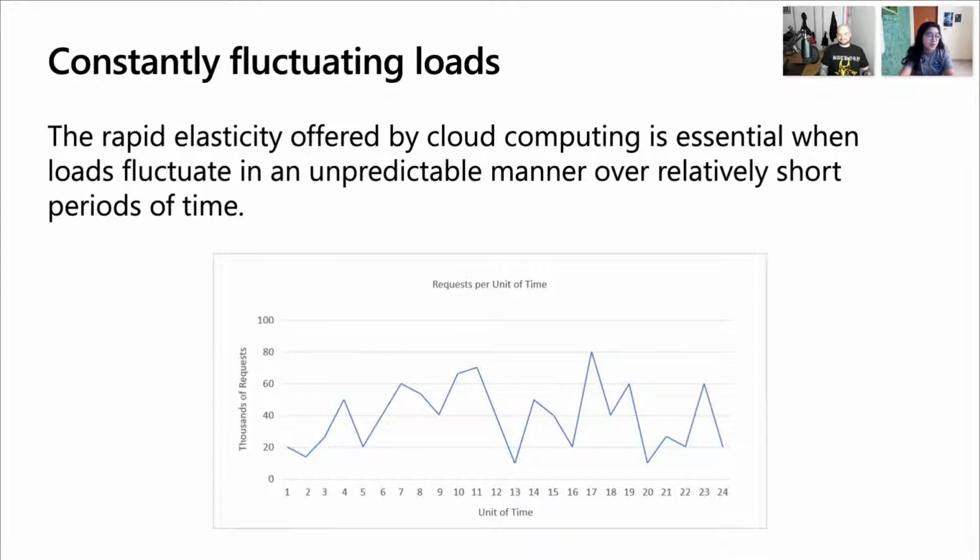This chart shows the load on a website over a 24-hour period. Once more, assuming that one server can handle 5,000 requests per unit of time. The number of servers needed varies from 2 to 16 over the course of the day. We could accommodate this traffic by keeping 16 virtual web servers online at all times.